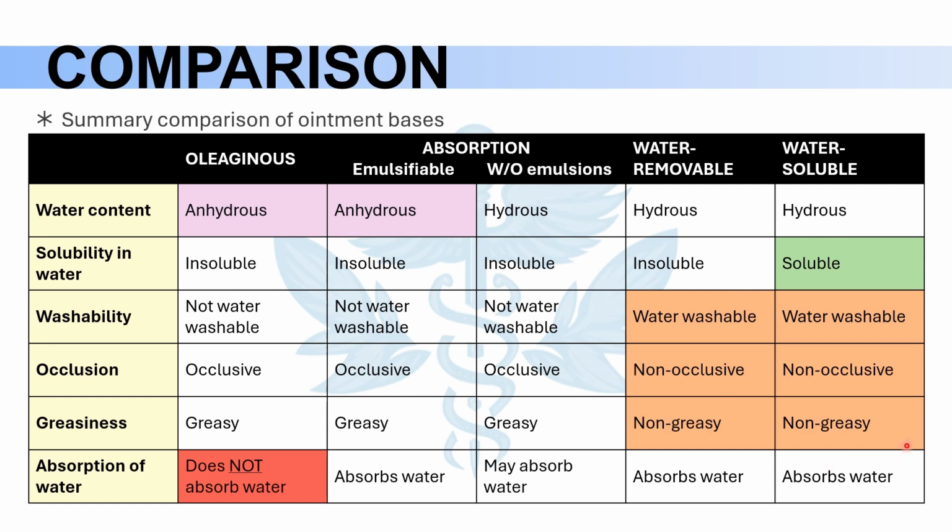Now that we've finished talking about our ointment bases, here is a comparison and a summary. I want to focus more on the highlighted points of this table. The oleaginous bases and the emulsifiable absorption bases are anhydrous. Water-soluble bases are soluble in water, whereas the rest are insoluble. Water-removable and water-soluble bases are water-washable, non-occlusive, and non-greasy, and the only type of ointment base which does not absorb water is oleaginous bases.